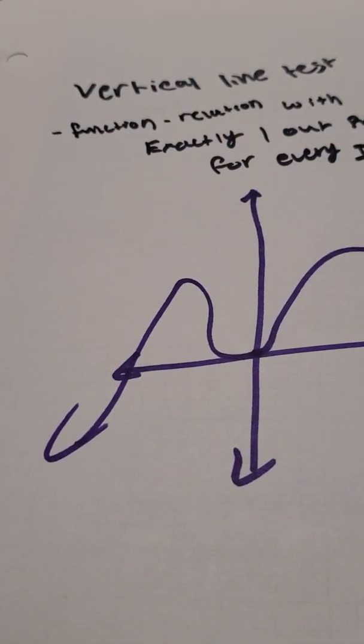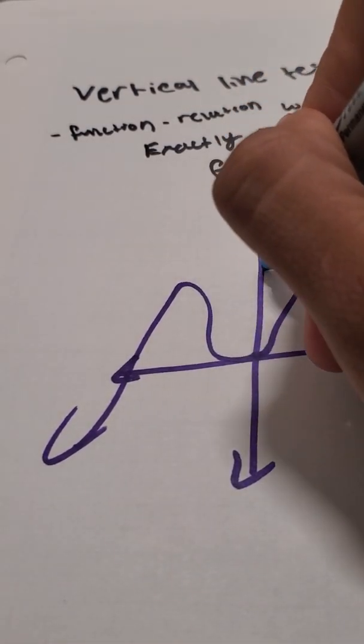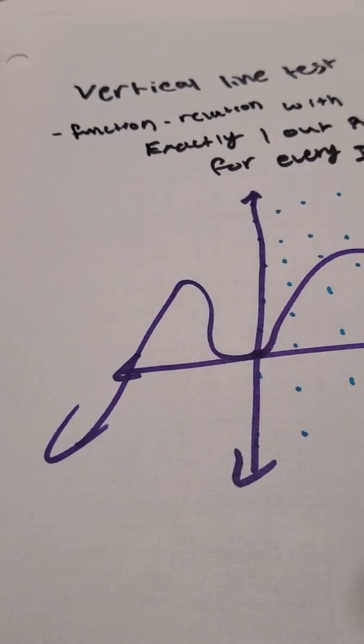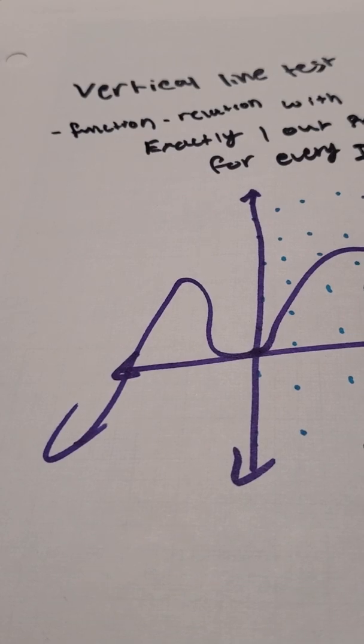And if we just imagine invisible vertical lines passing through every point on the x-axis, and it touches only one point, then f is a function.